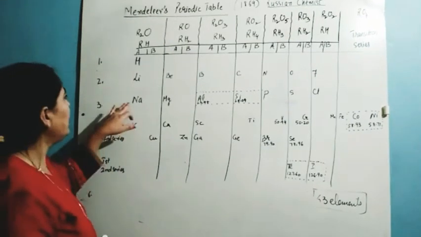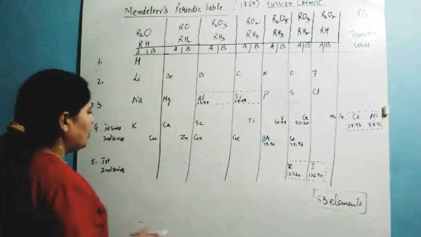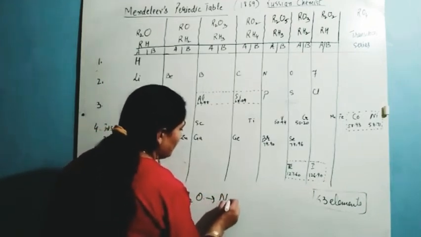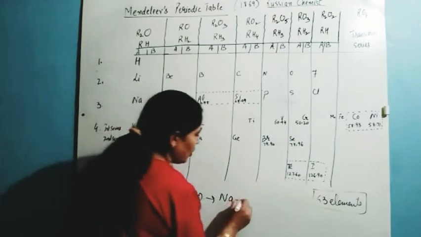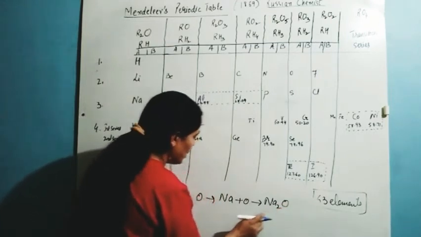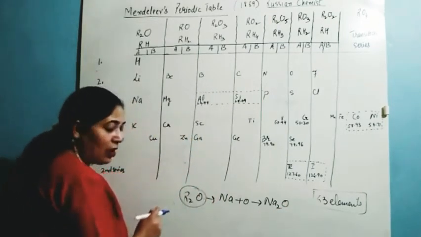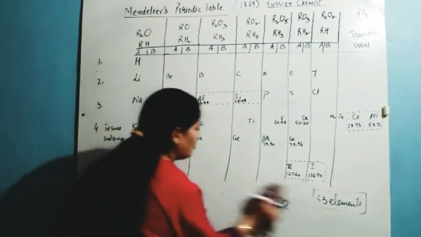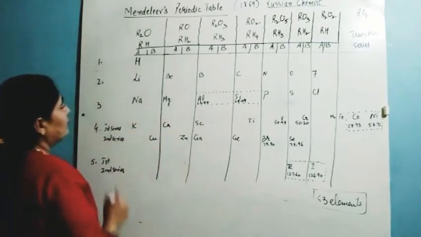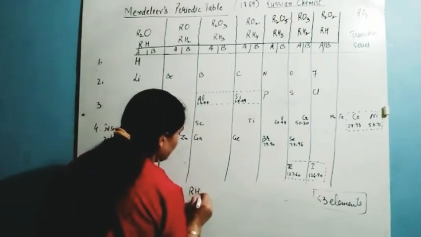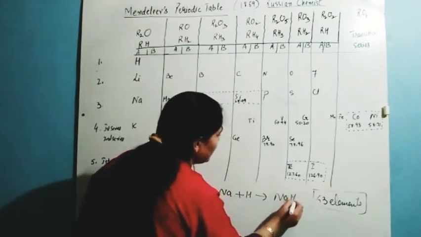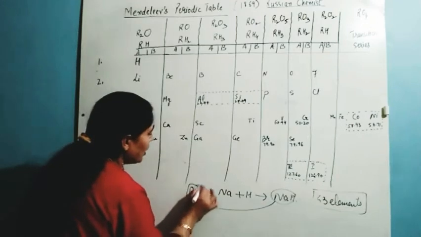Similarly, if we consider the sodium from the same group, now let us consider both the general formulas. R2O, sodium being here the element. Sodium reacts with oxygen to form what? Sodium oxide, which has the formula Na2O, which matches with this formula. Now, if we consider the other one, RH, sodium reacts with hydrogen to form sodium hydride. This again matches with the general formula RH.